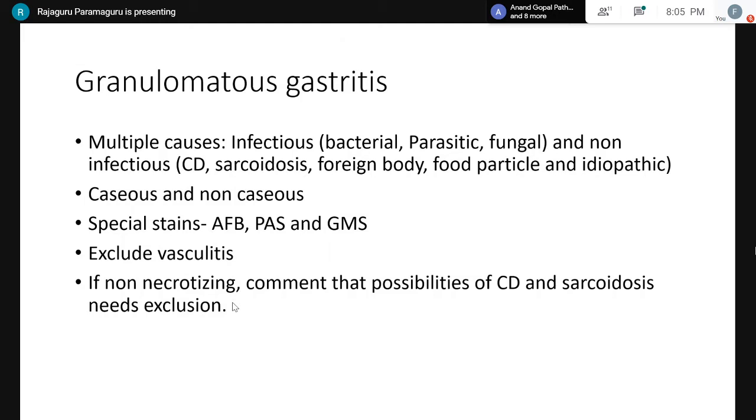The routine thing is that you will have to see if it is caseous or non-caseous, and always do a special stain to rule out other infections. If the granulomas are non-necrotizing, it is better to give a comment that the possibilities of Crohn's disease and sarcoidosis need to be excluded. That is up to the clinician to work up based upon the patient's clinical findings. But it is always better to give that comment when you find a granuloma not related to any of the above, like a foreign body, food particle, or infection.